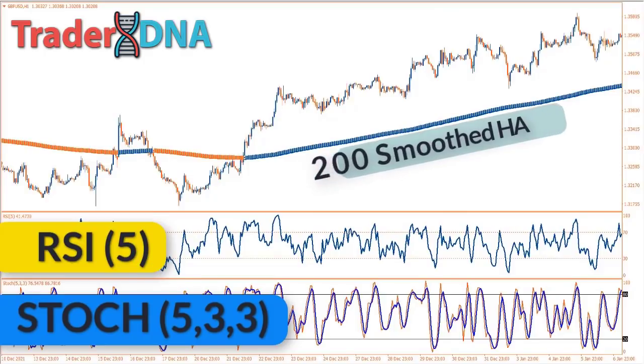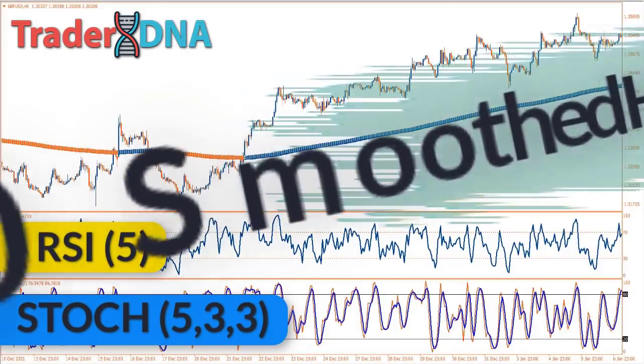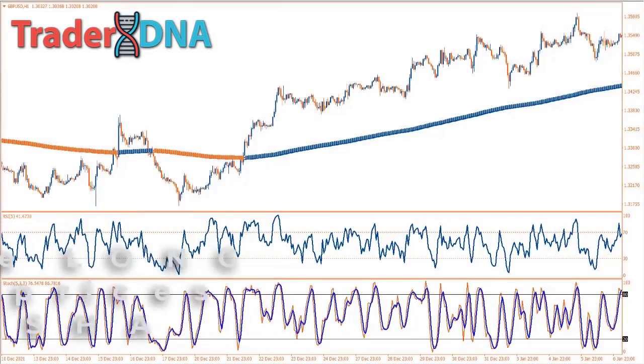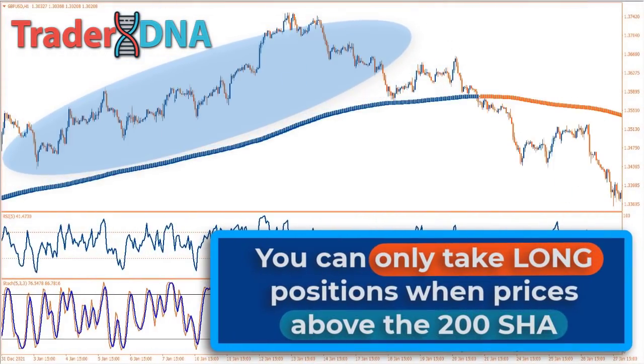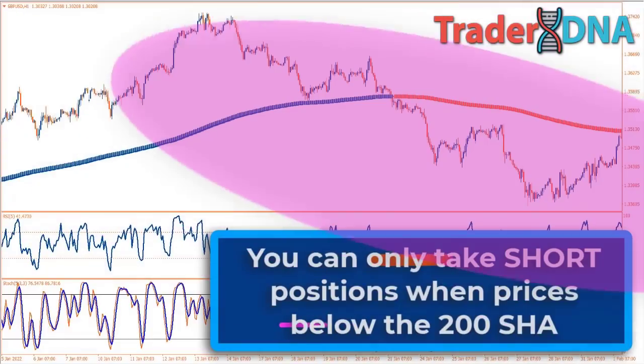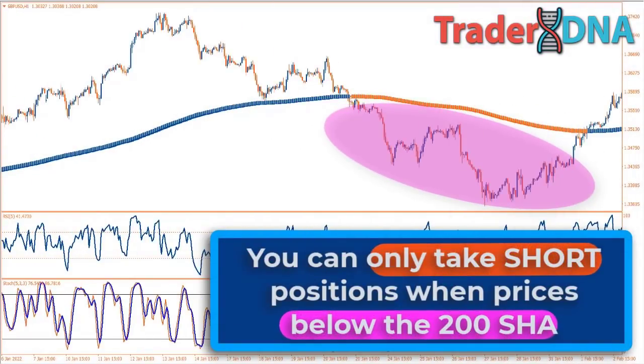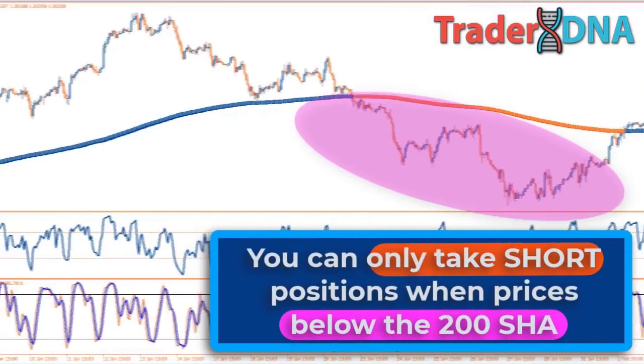The 200 smoothed Heiken Ashi just acts as a basic trend filter. So you can only take long positions when price is above the 200 smoothed Heiken Ashi. And you can only take short positions when price is below the 200 smoothed Heiken Ashi.